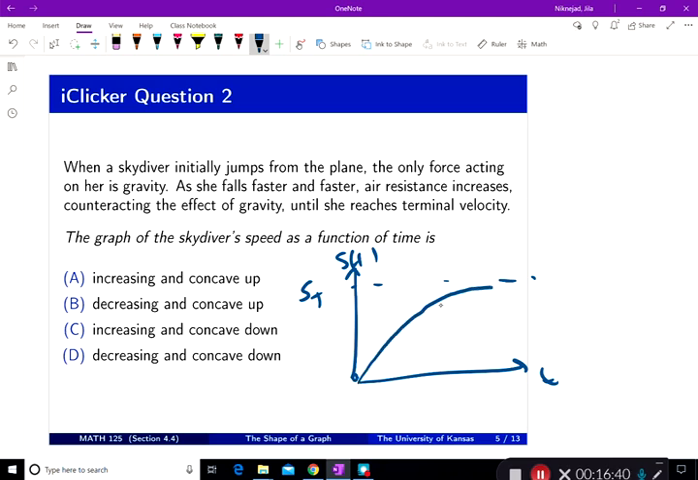It's still increasing, right? But it's increasing a lot slower. The rate of increase is slower, basically. And so this is increasing and concave down. And again, this looks like, and which it is, an exponential function, and it looks like that, basically.